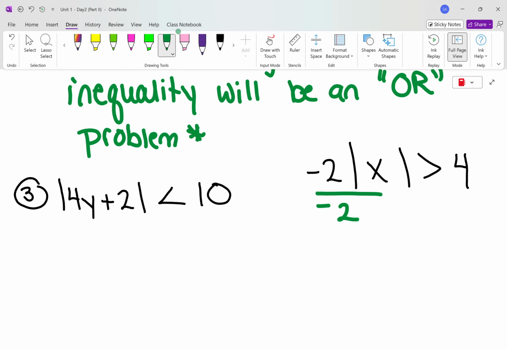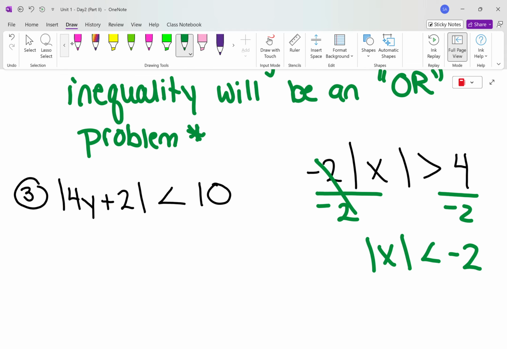So what does that mean? Divide by -2, divide by -2. So when I divide by that -2, what happens? The sign switches, so it really isn't an or, it ends up being an and. So you can't decide until the absolute value is completely by itself.